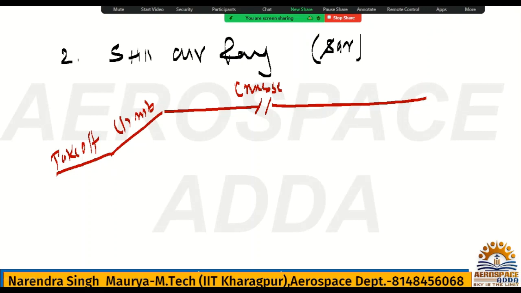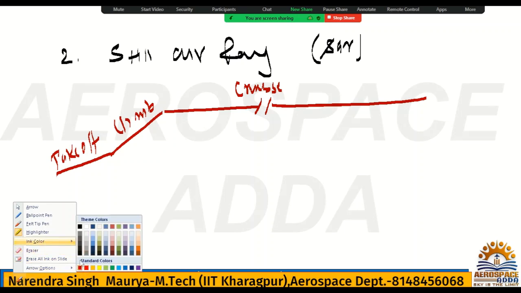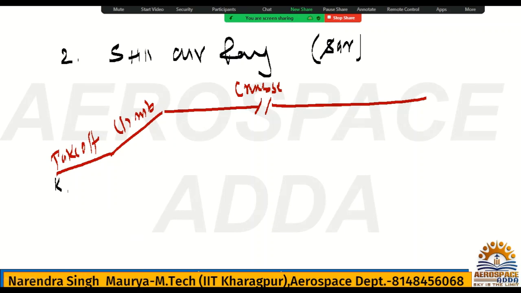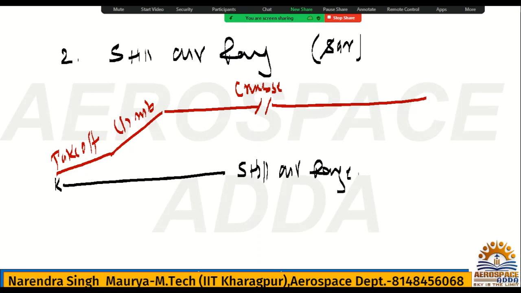The horizontal distance covered in this case is called still air range. Means only till cruise you have to consider. Then whatever distance is covered will be called still air range. It is not safe air range, it is still air range. So this distance traveled will be still air range. Here you are not considering gliding and landing.